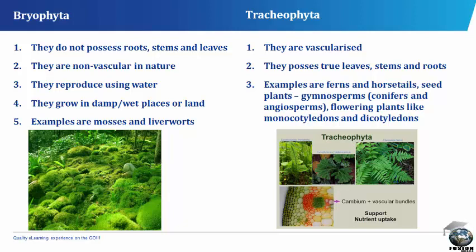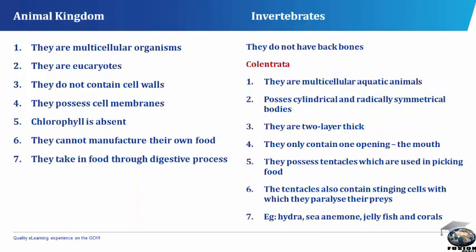For Tracheophyta, they are vascularized. They possess true leaves, stems, and roots. Examples are ferns and horsetails. Seed plants, gymnosperms, which include conifers, and angiosperms, flowering plants like monocotyledons and dicotyledons.